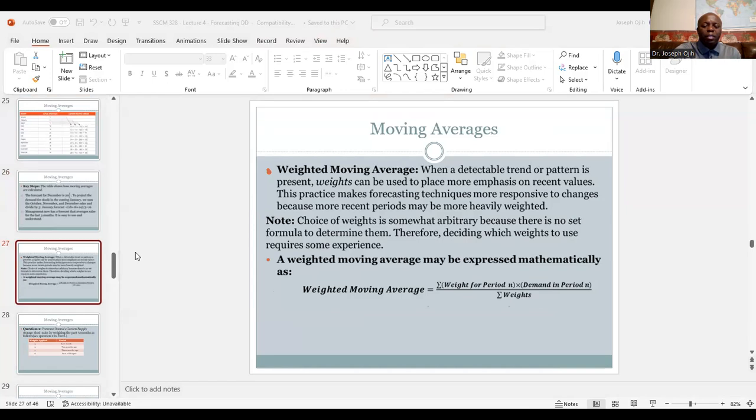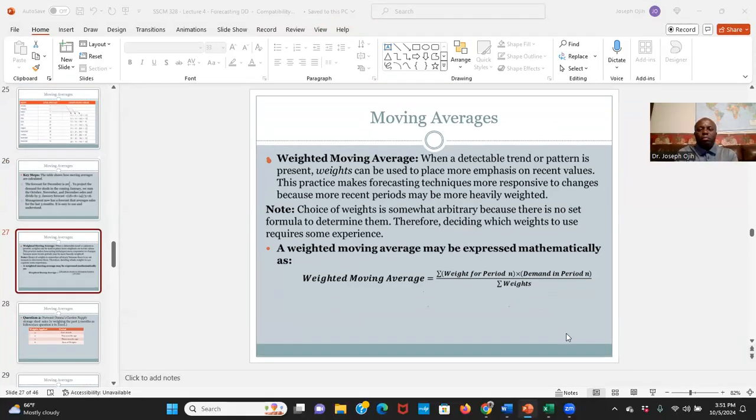So a weighted moving average, I would say, is more sensitive than the simple moving average. When a detectable trend or pattern is present, we can use weight to place more emphasis on recent values. So this practice will now make the forecasting more responsive to changes, since more recent periods may be more heavily weighted. So we basically assign weight to certain periods. That's basically to make it more sensitive.